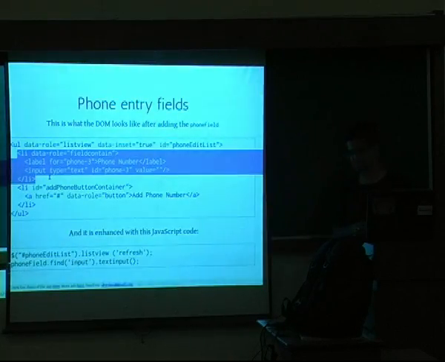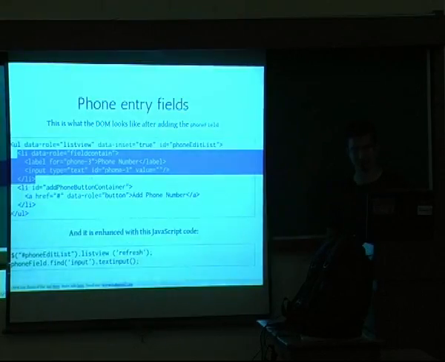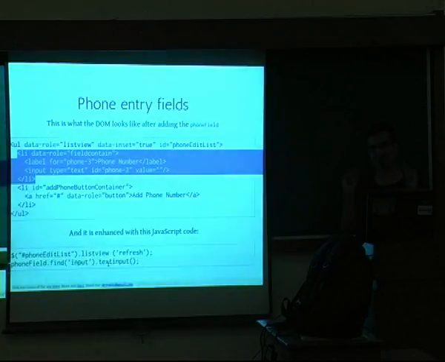So when you create this, this is what is going to be created by the previous pieces of code. It says label for phone 3 is phone number, input type is text, ID is phone 3, value is this. And you say phone field dot find input dot text input. Because jQuery Mobile does not know that you've created a new DOM element. So what you need to do is find the input DOM item over there, the jQuery selector, and then you need to run text input on that, which will actually go and apply all of the CSS classes such that it looks nice over there. If you don't do that, it will look like a regular WebKit text entry box.